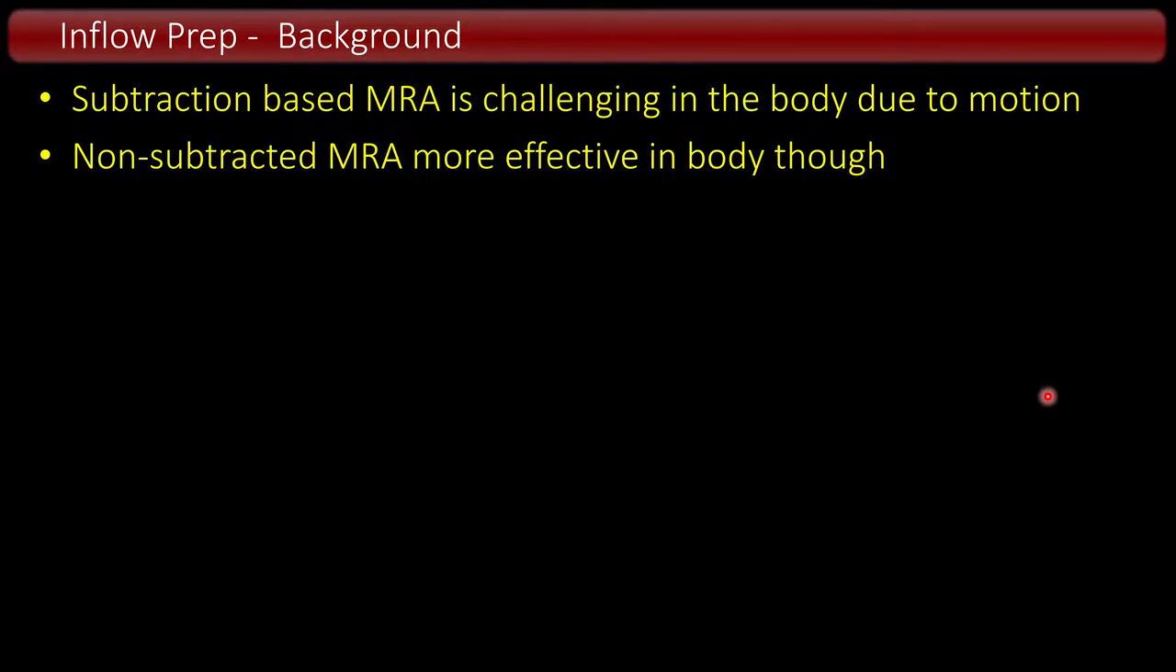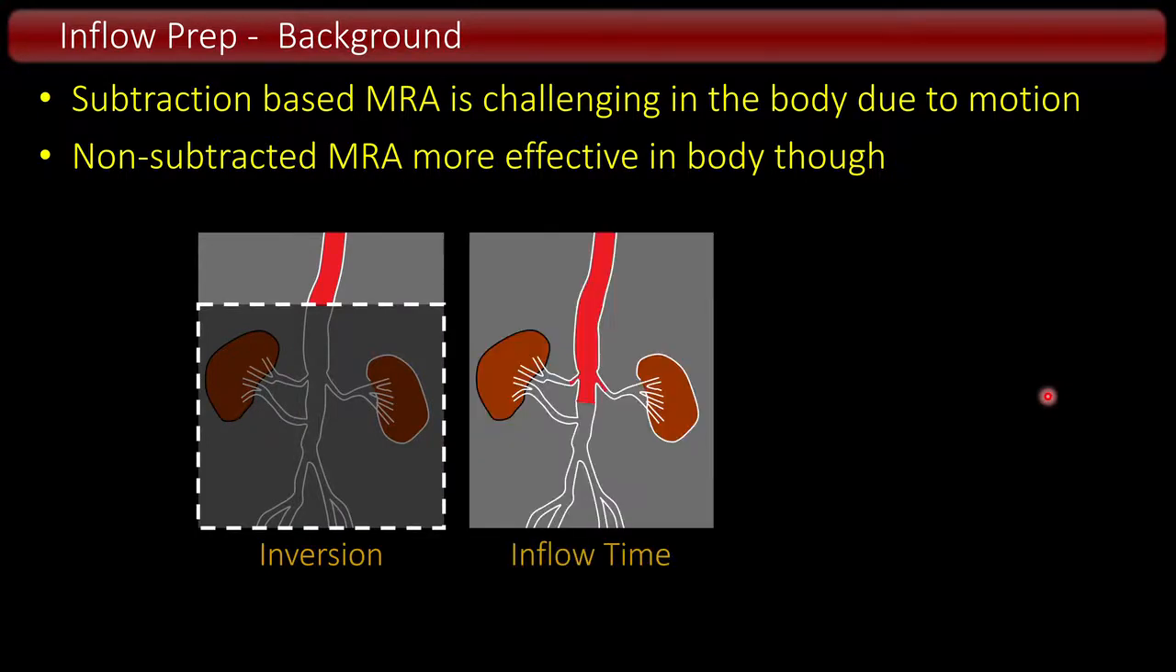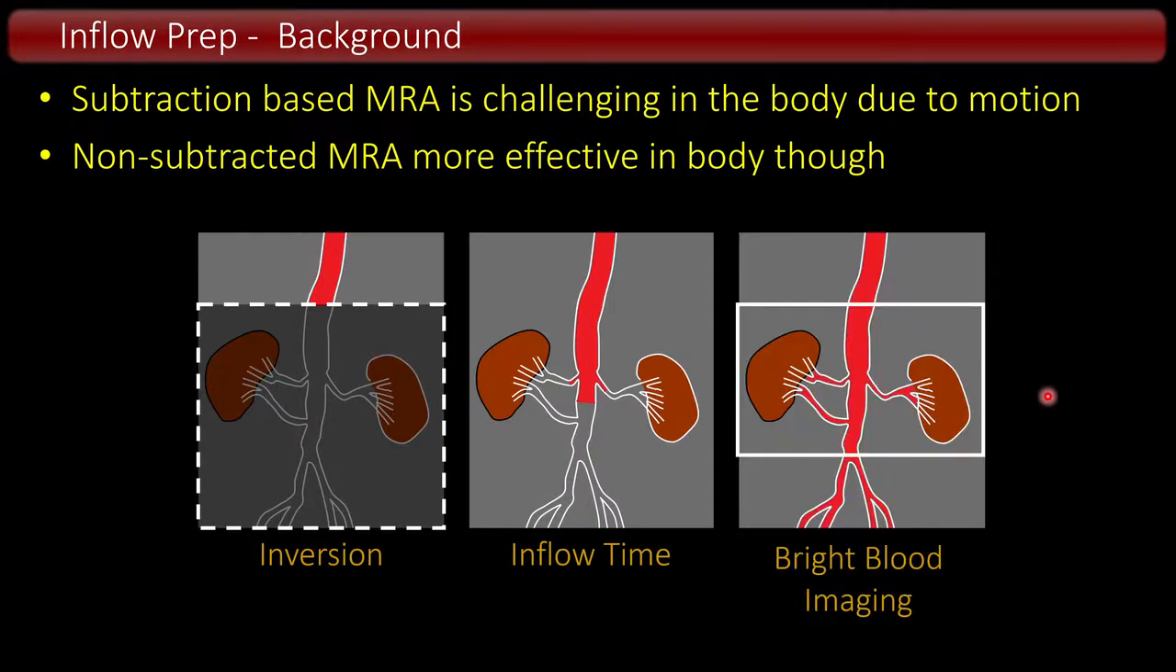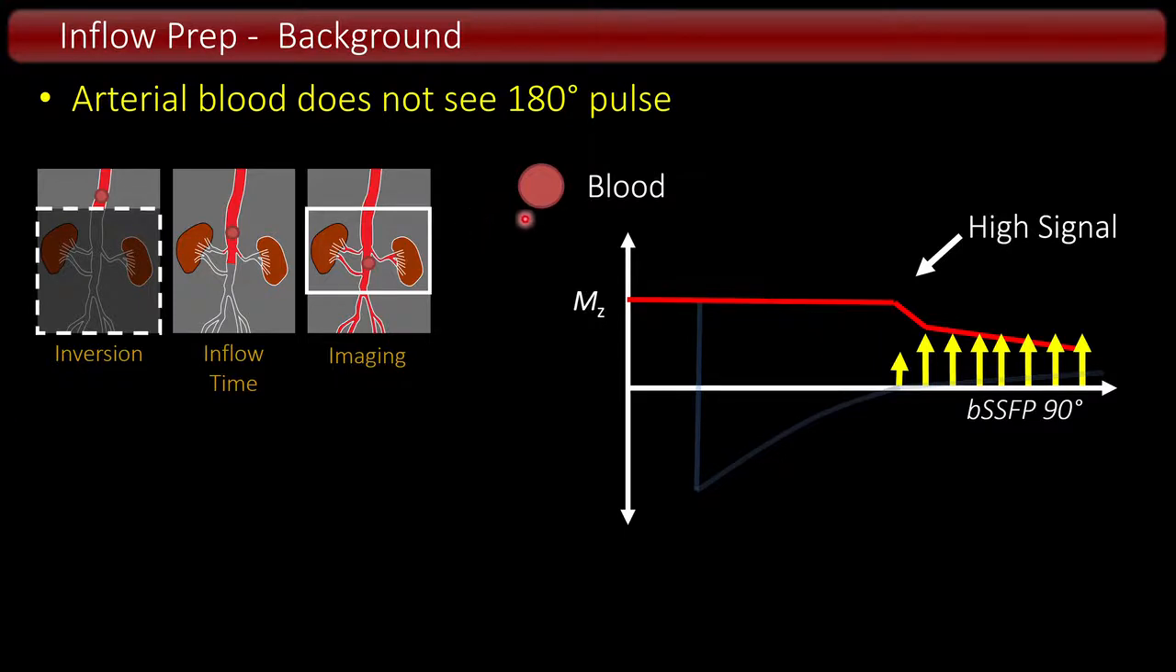We can also do this in the body, although subtraction-based MRA is fairly challenging, and non-subtraction is generally used, where we may apply something like a preparation, such as an inversion, allow that preparation to be infilled with fresh blood, and then do imaging after we've had the full volume filled up with bright blood. This allows us to sort of null the signal from background. Here, the kidney sees the 180-degree pulse, some recovery, and is basically nulled at the imaging time. But since blood is not in the imaging volume when the 180-degree pulse is applied, we get much higher signal.